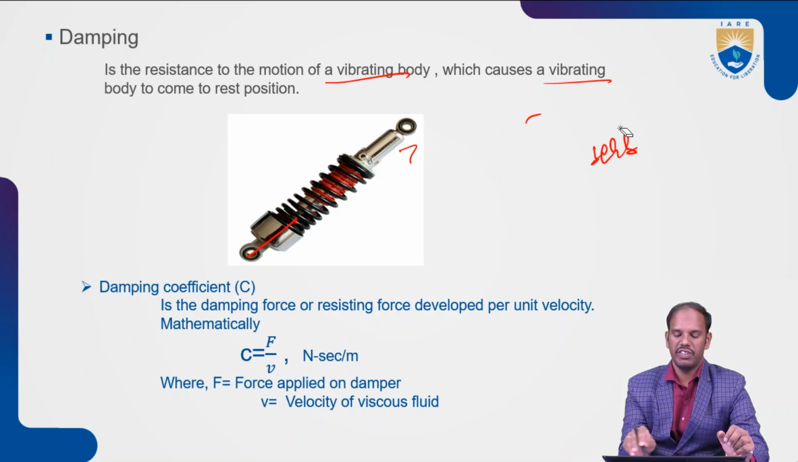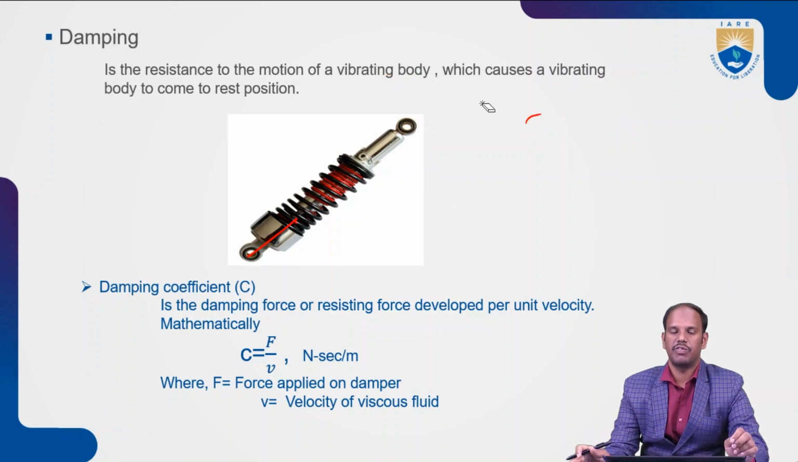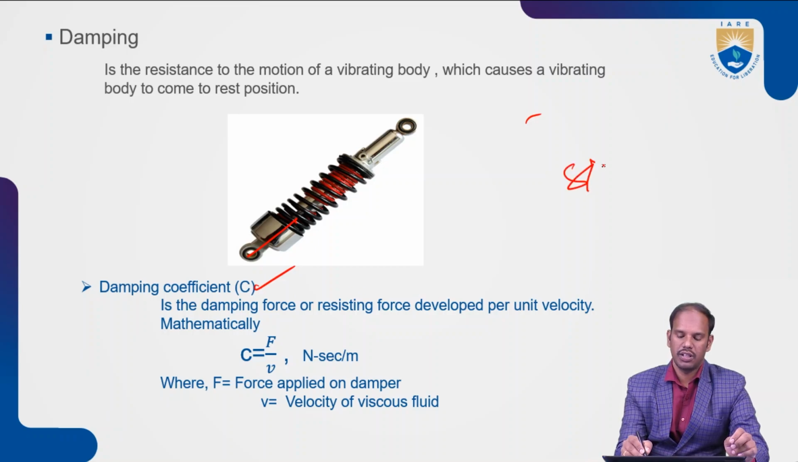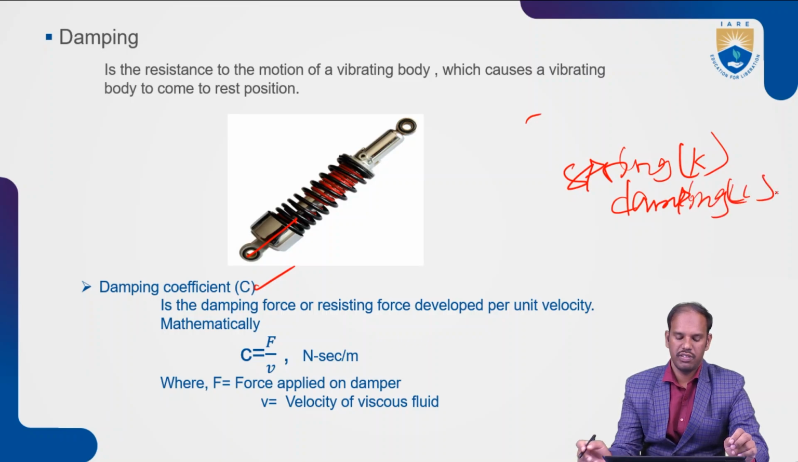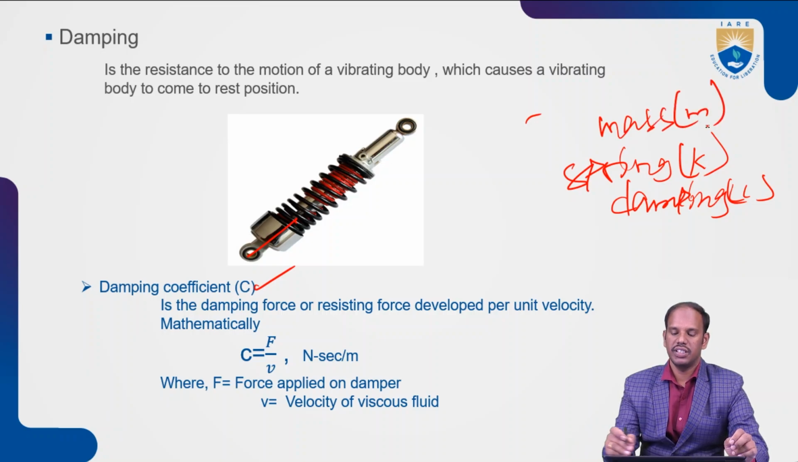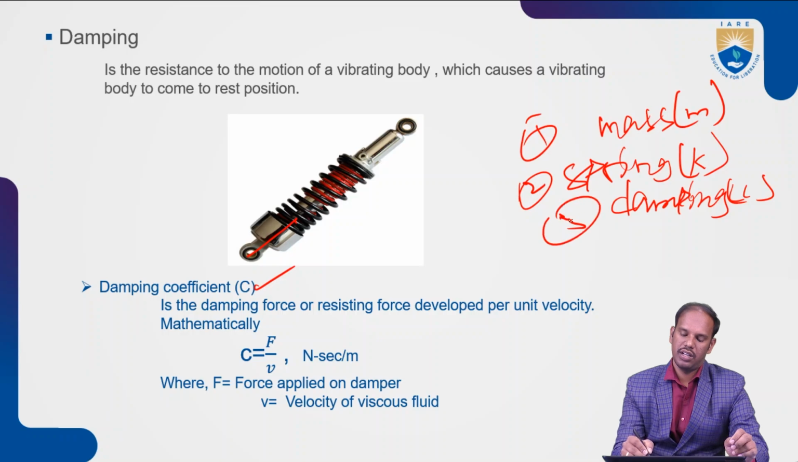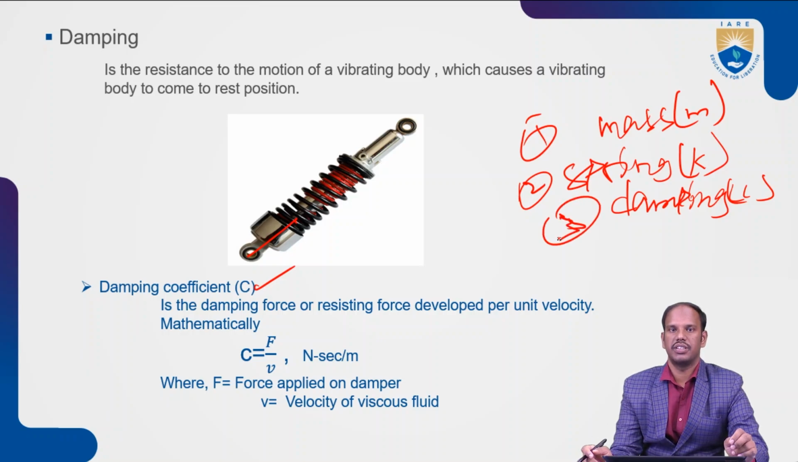So it is nothing but the damper which absorbs whatever vibration happens from these sudden forces, and the damping system is denoted by C. The spring we say as K, damping in terms of C, and mass in terms of M. These three are important in these vibration systems, where the mass, spring and dampers are there.